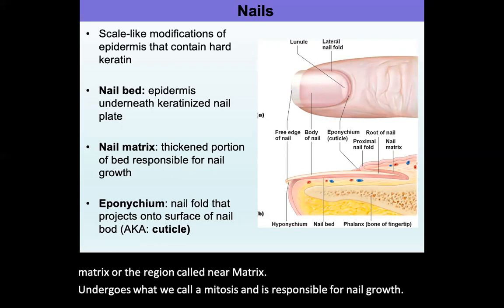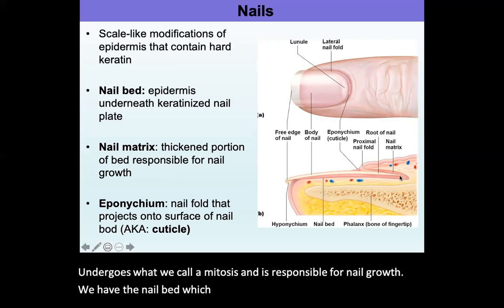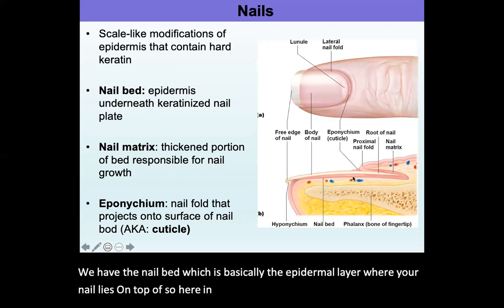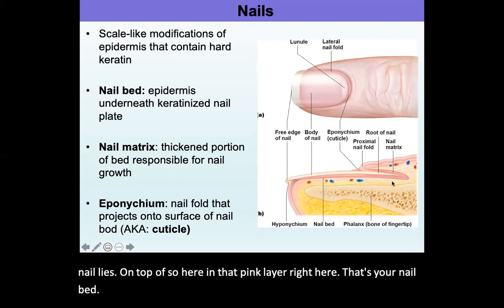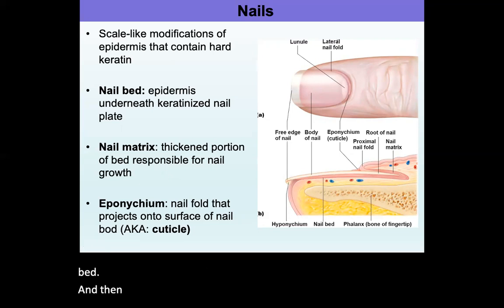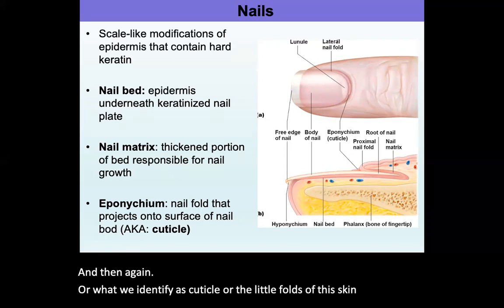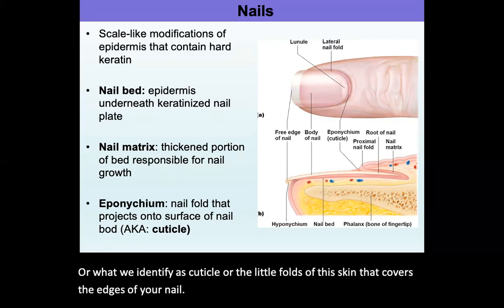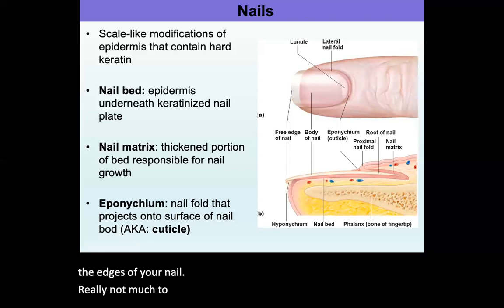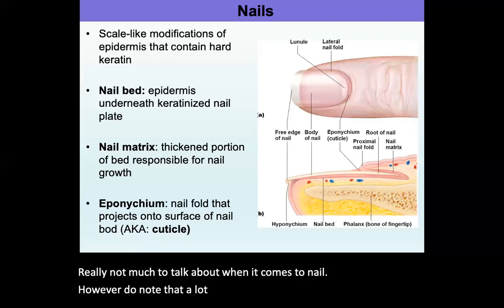We have the nail bed, which is the epidermal layer that your nail lies on top of. So here, that pink layer right here, that's your nail bed. And then again, the eponychium, or what we identify as the cuticle, are the little folds of skin that cover the edges of your nail. Really not much to talk about when it comes to nails. However, do note that a lot of the changes that happen internally can affect the health of your nail.